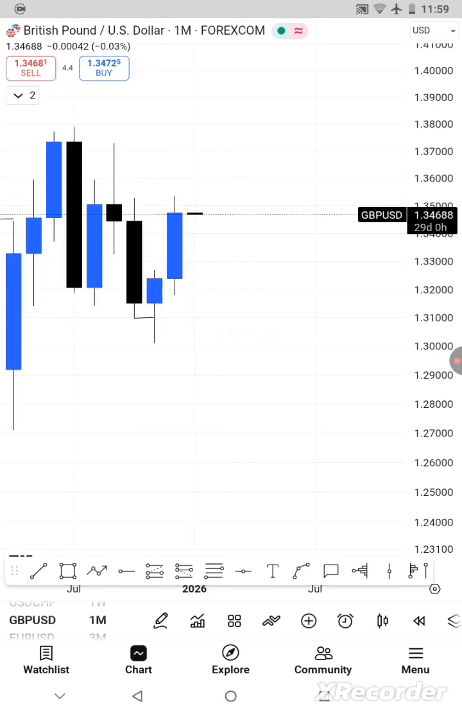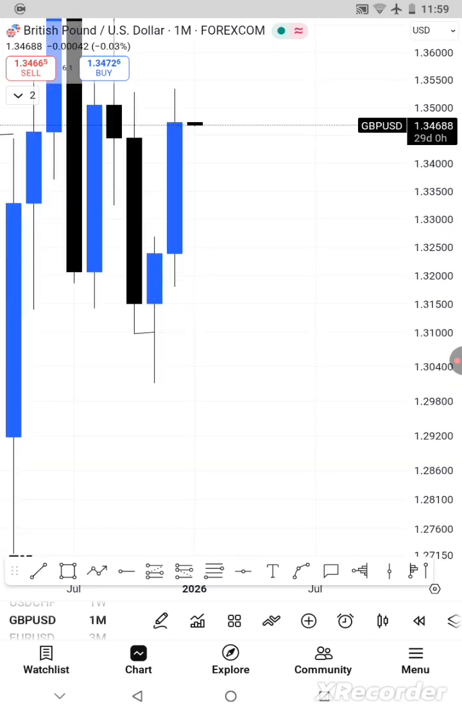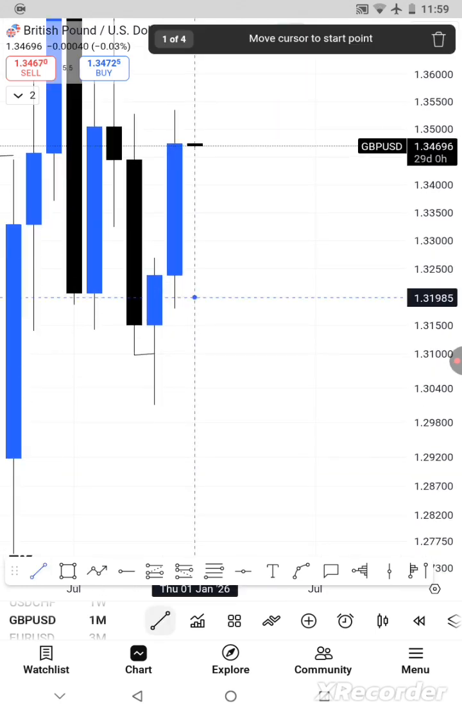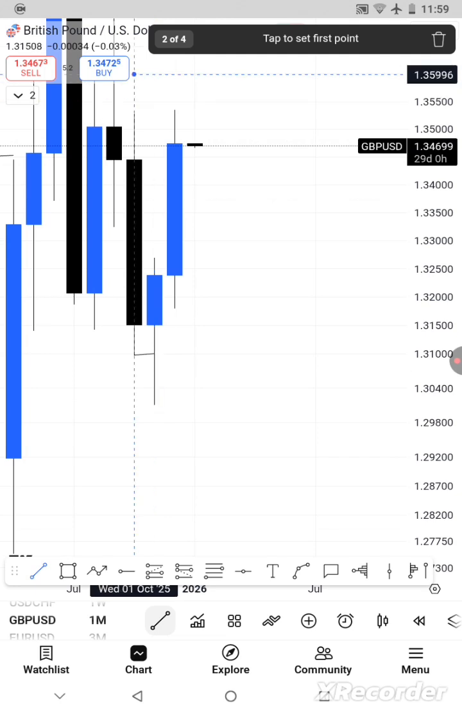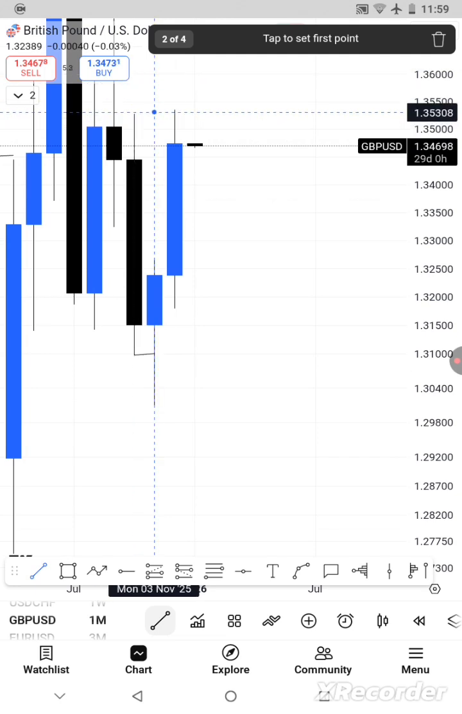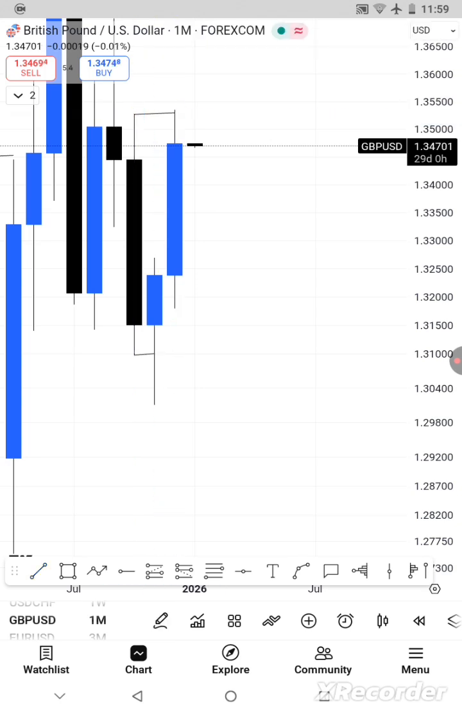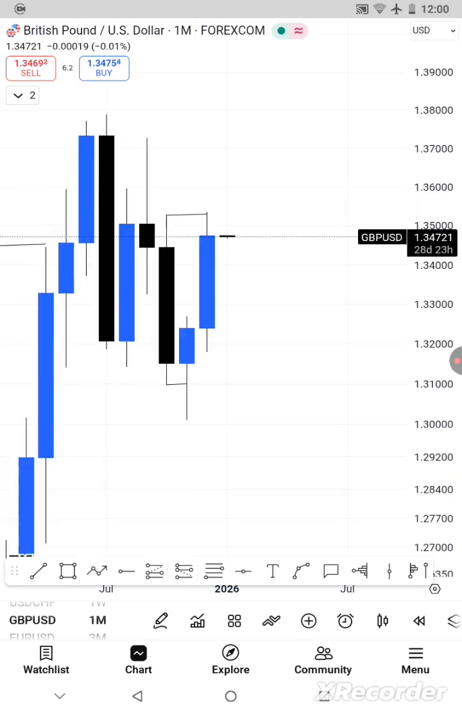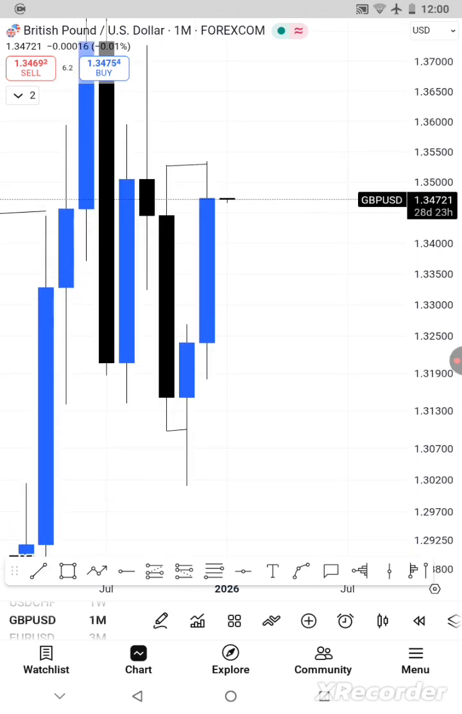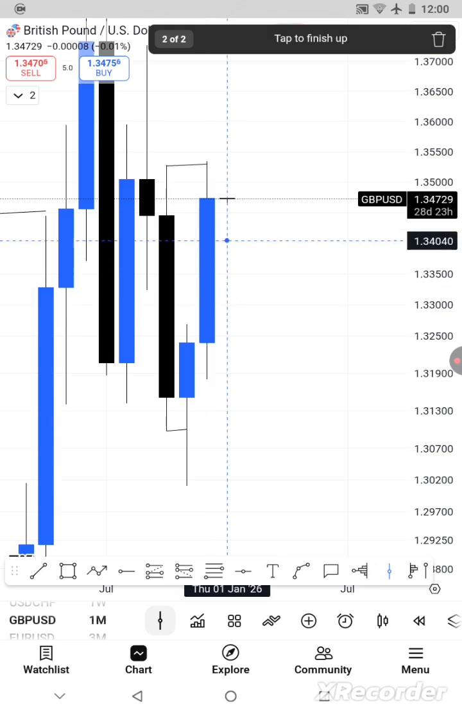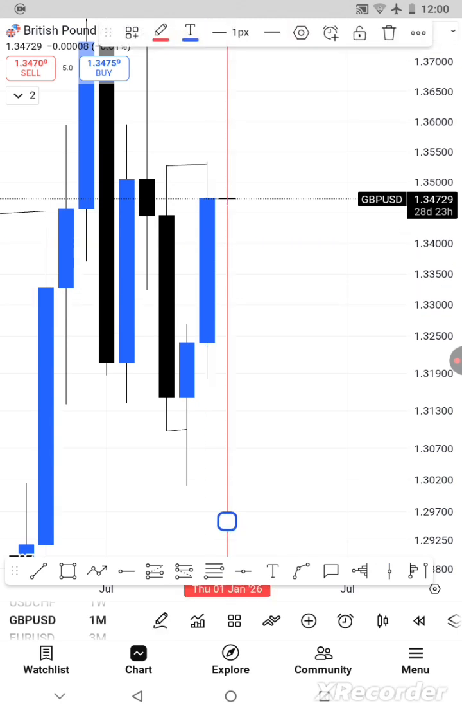Right now, if you check this market, the market has taken out the high of this candle. So the CRT like this is complete. Now what do we expect on the candle? Because this is a new month, we're expecting the market to make some retracement.